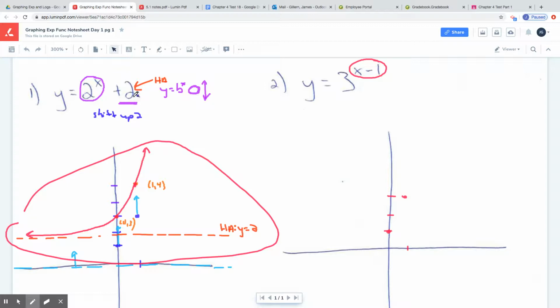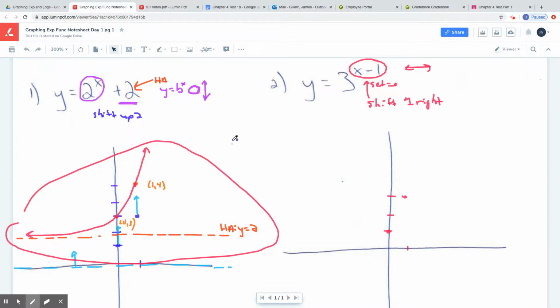Notice the number over here was off to the right. It wasn't with the exponent. This is in the exponent. So if that moved it up or down, what do you think is going to happen here? This is going to shift it left or right. What you do is set this equal to 0. What makes that equal 0? Positive 1. So this is going to be a shift of 1 to the right. We're going to shift this 1 to the right.